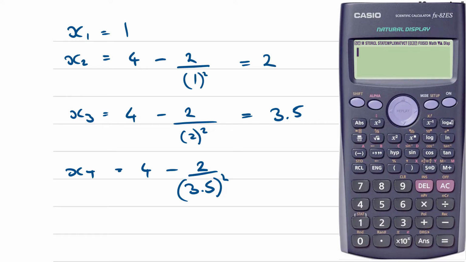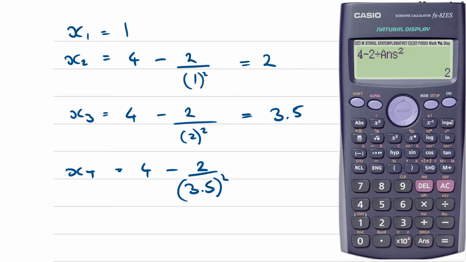Now, actually, with clever use of our answer key on a calculator, we should be able to feed in this answer very quickly, so we don't have to keep typing it in over and over again. If I press 1 equals first off, that will store the number 1 as my last calculated answer. And then if I type in 4 subtract 2 divided by answer squared, that will take my last calculated value, which was 1, and feed it into this expression. So when I press equals, you can see I got the answer 2, which is what I calculated earlier.